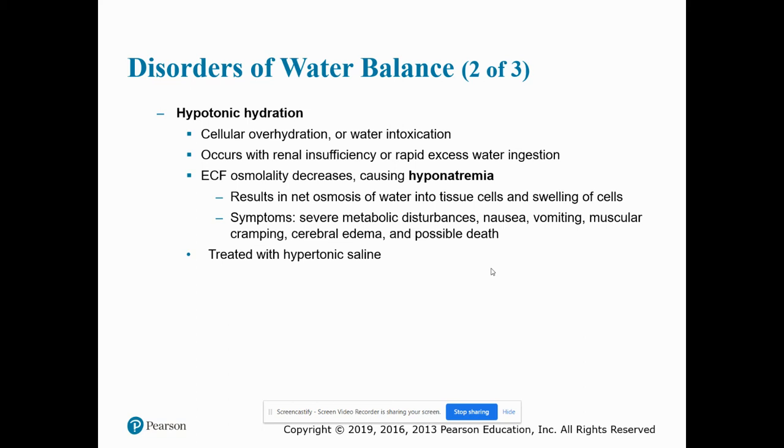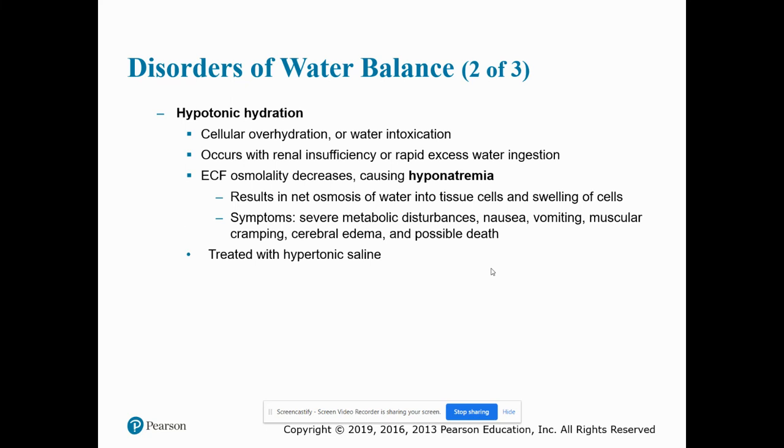Hypotonic hydration is also known as water intoxication or cellular overhydration. This can occur if an individual has renal insufficiency or rapid ingestion of excess water. The extracellular fluid osmolality will decrease, causing hyponatremia. This is going to result in net osmosis of water into the tissues and the swelling of cells.